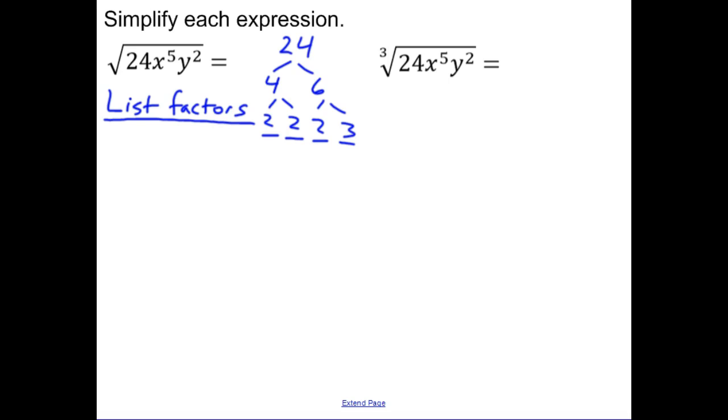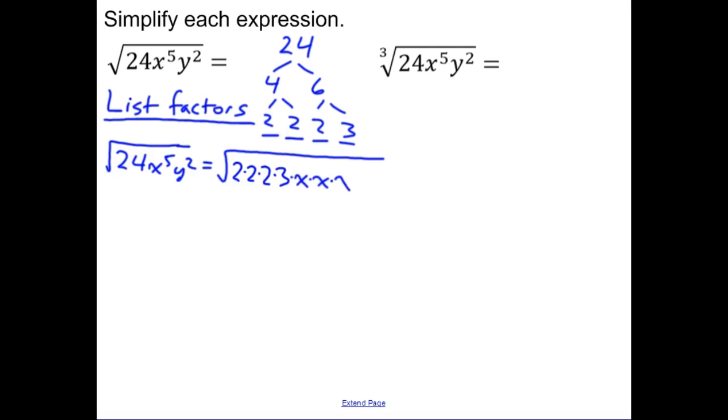So I can rewrite my problem as the square root of 24x to the fifth y squared is equal to, by listing out exhaustively all the factors, for the number 2 times 2 times 2 times 3, and for my variables I have x to the fifth, and I'll write that out, each one individually. X to the fifth is x times itself, so there are 5 factors of x. And for y, I have y squared, so that is y times y.